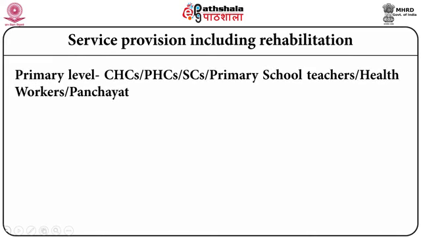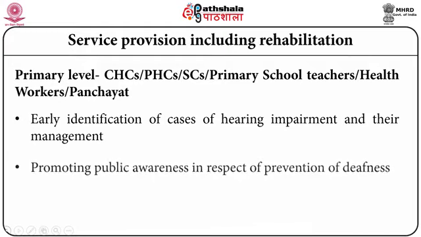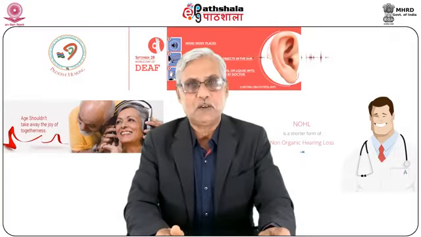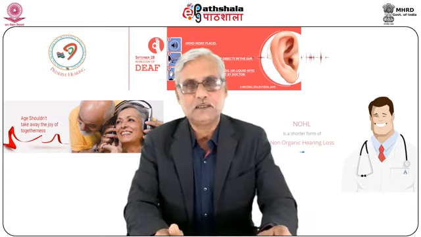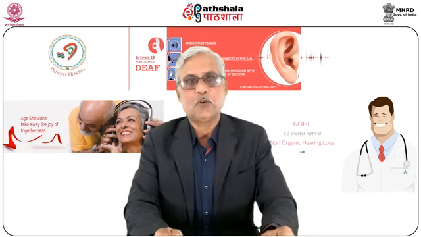Now, coming to the service provisions, including rehabilitation by the levels of care, it varies. At primary level of care, that is community health center, PHC, sub-centers, primary school teachers, health worker, panchayats, the emphasis is on early identification of cases of hearing impairment and their management, promoting public awareness in respect of prevention of deafness. This public awareness creates demand for these services and support to school ear care program.